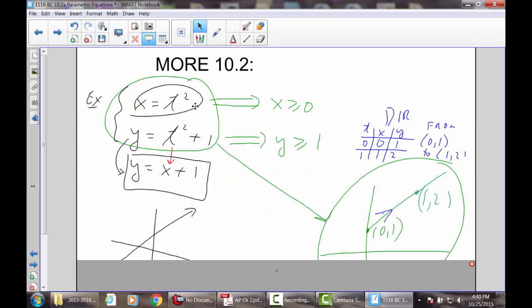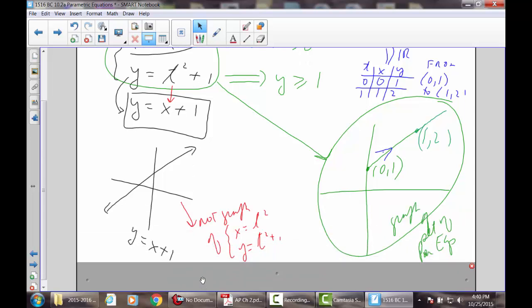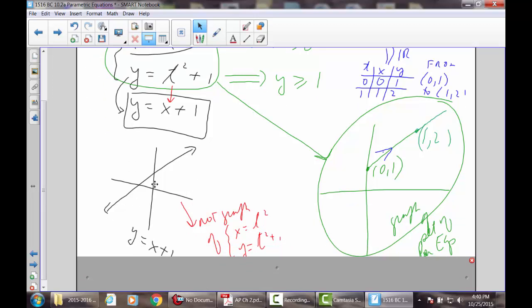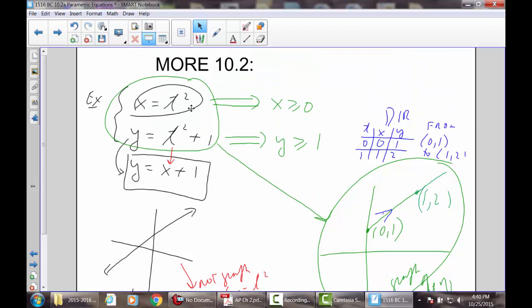If I was to take this set of parametric equations and eliminate the t, well, t squared is x, so I can replace t squared by x. Now, the graph of y equals x plus 1 would be this entire line, but this entire line is not the graph of this set of parametric equations.